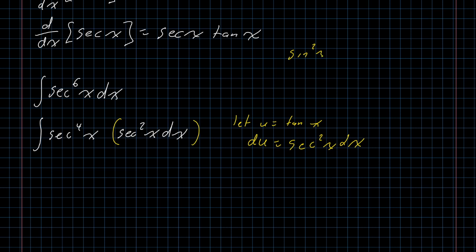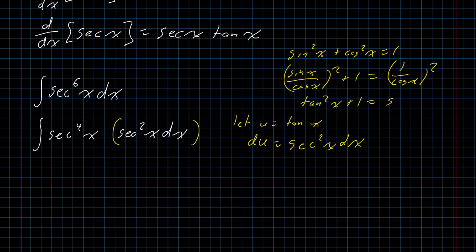If the only one you remember is that sine squared x plus cosine squared x is equal to 1, notice that if you divide both sides of this equation by cosine squared of x, you'll get sine squared over cosine squared plus 1 equals 1 over cosine squared. Sine over cosine is tangent, and 1 over cosine is secant. So tangent squared x plus 1 is equal to secant squared x. That is the Pythagorean identity relating secants and tangents.